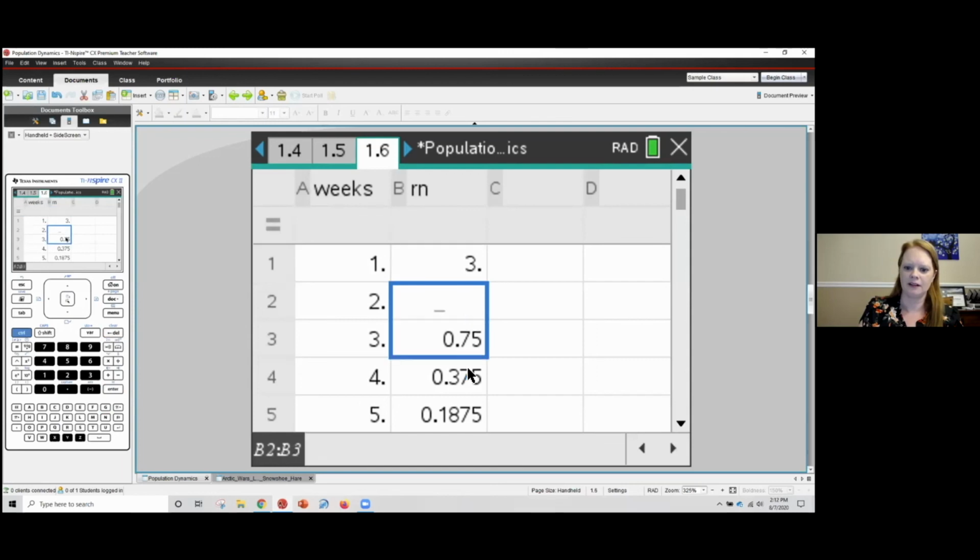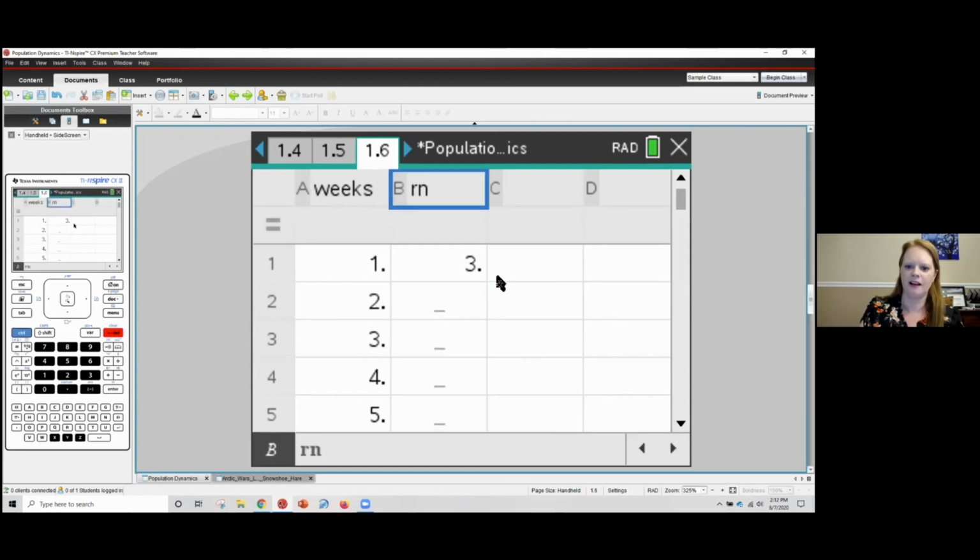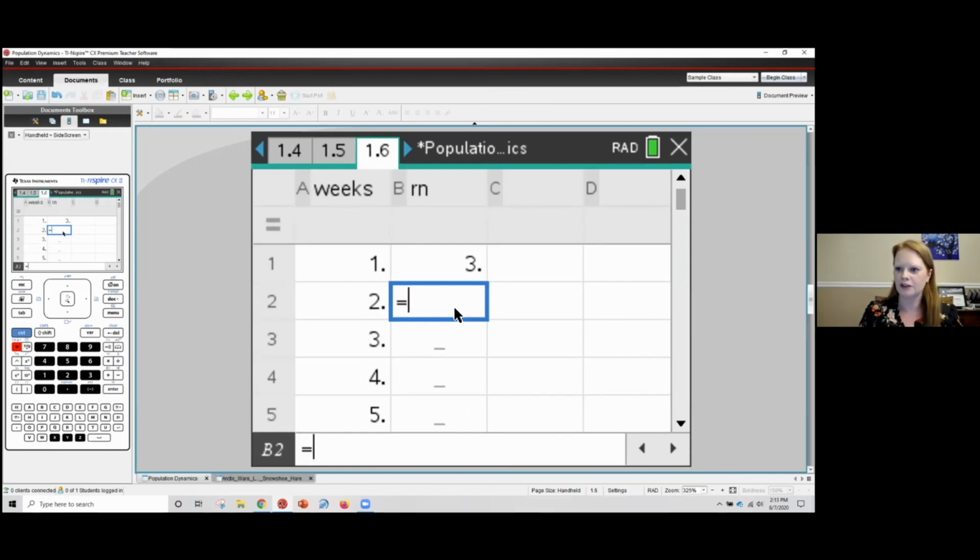I'm going to get rid of this right now. And so that's our first 1 and 3. But I want to populate the rest of my chart by adding in an equation. And so using spreadsheets is this great computational tool that students should have experience with. And so I like to show students how to add equations to a spreadsheet in order to help them understand the data that they're collecting.